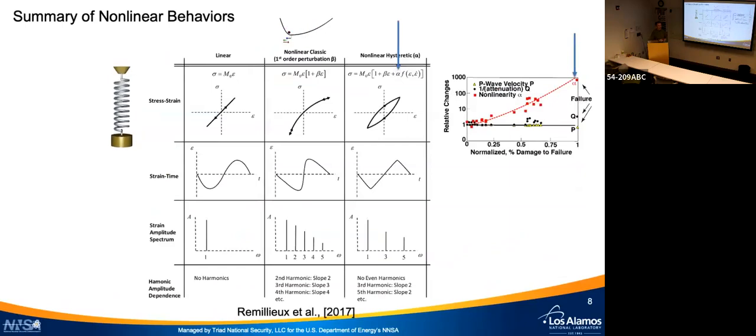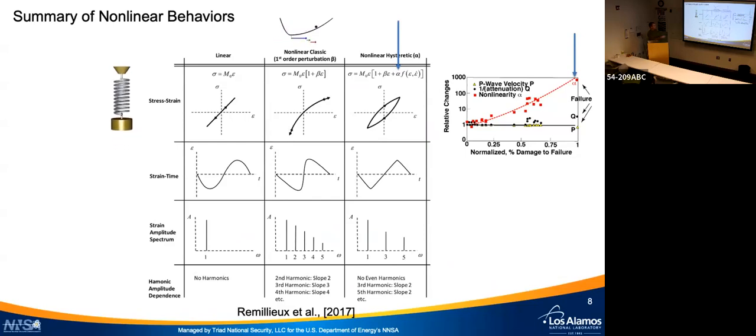So this is just a diagram of what it may look like mathematically. In these plots, strain is on the horizontal axis and stress is on the vertical axis. And so the slope is the modulus. And so this would be a linear system. Essentially the stress and strain are just linearly related, going up and down like this. And this would be what the traveling wave would look like. And then you can have classical nonlinearity, which is just the same function, but with some higher order terms.